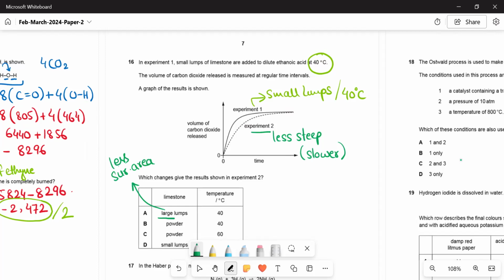And for the temperature, we have to take 40, because otherwise the other options are 60, and 60 means higher temperature. So here the rate will be faster at 60 if we take higher temperature. But here we don't have any temperature lower than 40. So we will accept 40 temperature, and we are taking the large lumps, so that we have less surface area and the reaction will be slower. So this experiment 2 line is less steep. That means the reaction is slow. The answer is A.